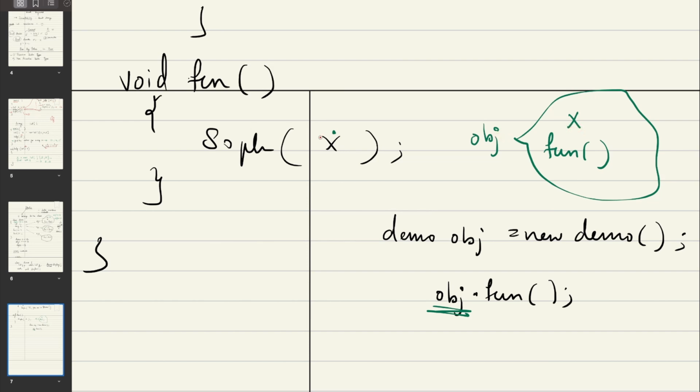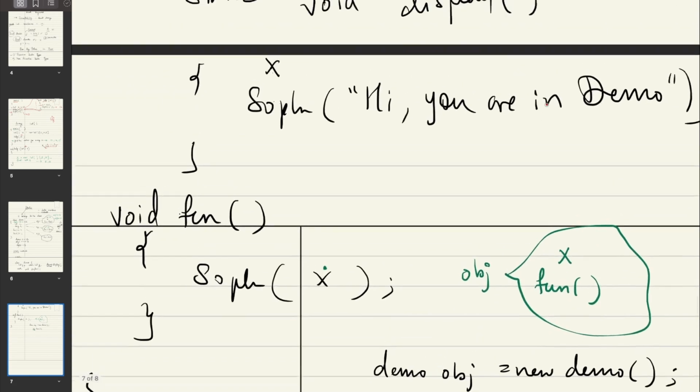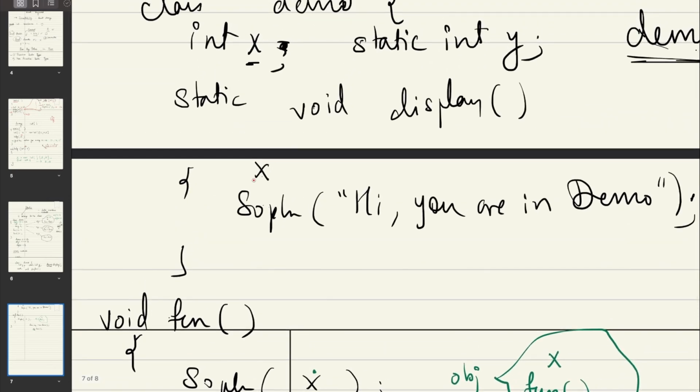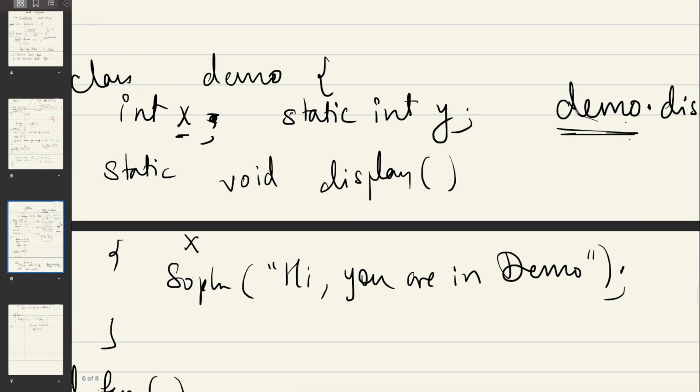Even though I have not written anything like obj dot anything here, even if you do not write it, whatever object you are calling this function with, that object will be used to access the data member. That is why obj.x makes sense. But think about this: in a static case, if you try to use a value of X which is non-static, you cannot access it using the class name.